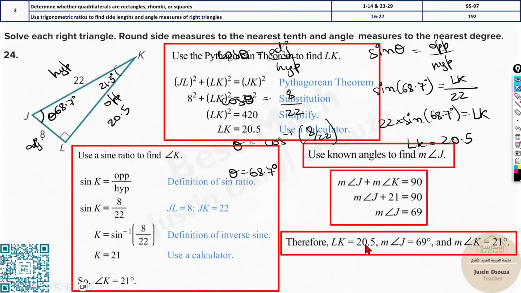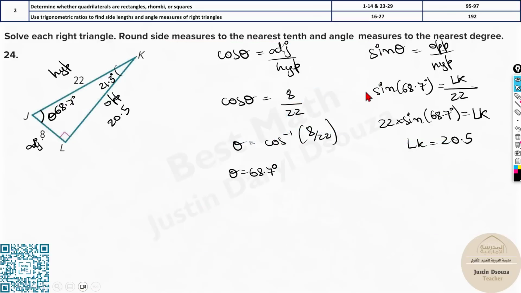So you can see LK is 20.5. Now this one over here is 69. Really, we have to round it off to the nearest tenth. Oh, I'm so sorry, I didn't read the question. Look here, guys: round the side measures to the nearest tenth. That means all the sides we do to the nearest tenth. And the angle measures to the nearest degree.